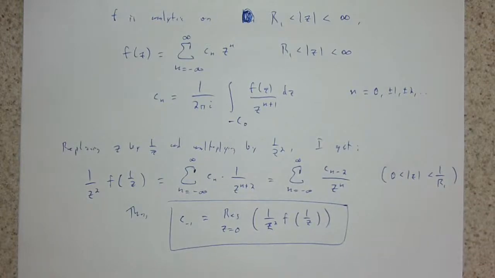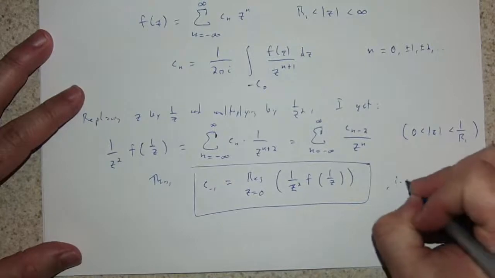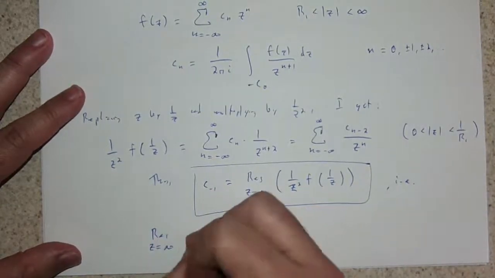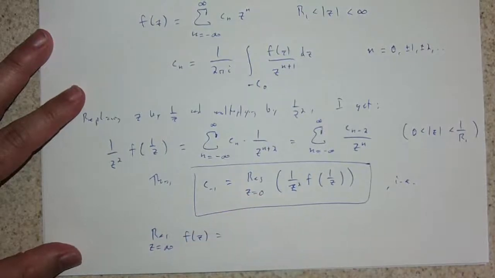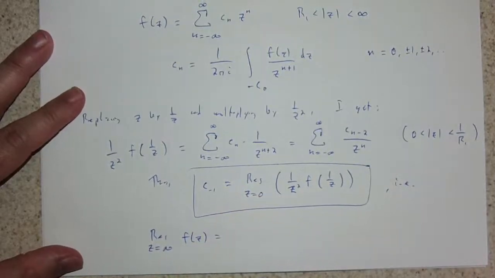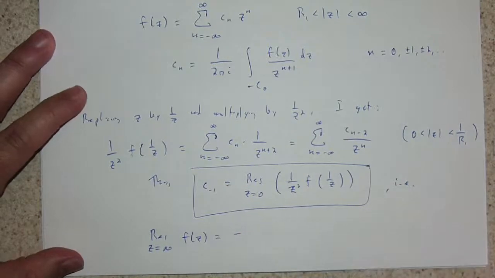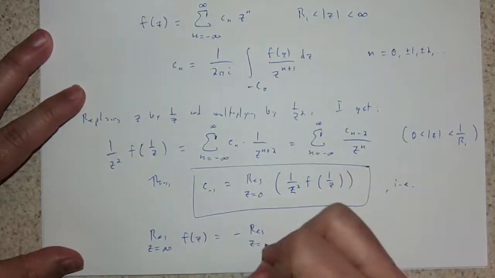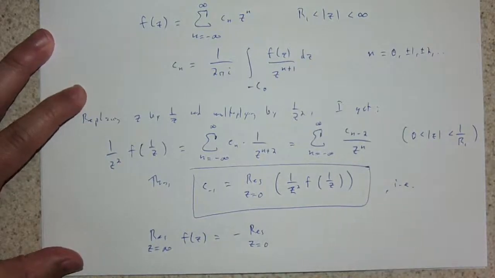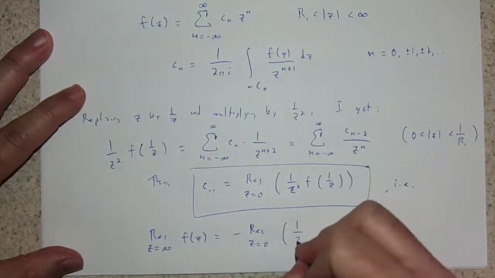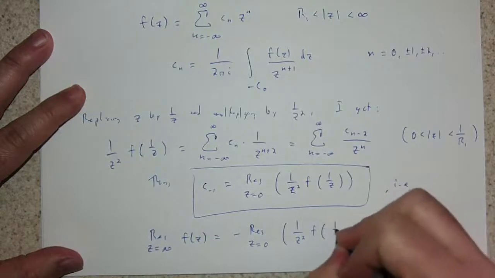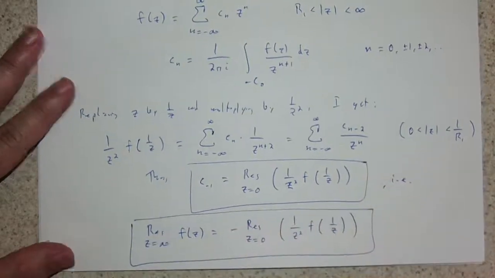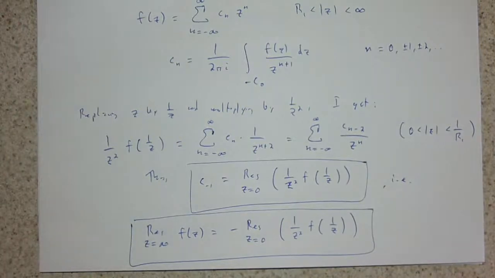Okay, i.e., the residue at infinity of f(z) is equal to minus the residue at z equals 0 of 1 over z squared f(1/z). Okay.